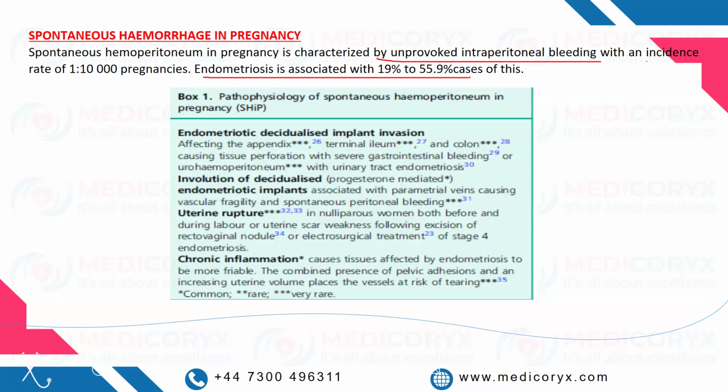Endometriosis is associated with 19% to 55.9% of the cases, meaning 20 to 60% if we round off, right? So, what is the pathophysiology of this hemoperitoneum? The spontaneous hemoperitoneum in pregnancy, which is SHIP, right? Number one, endometriotic decidualized implant invasion, involution of the decidualized, progesterone mediated component, endometriotic implants, uterine rupture, and chronic inflammation. So, all these things can be the reason for SHIP.